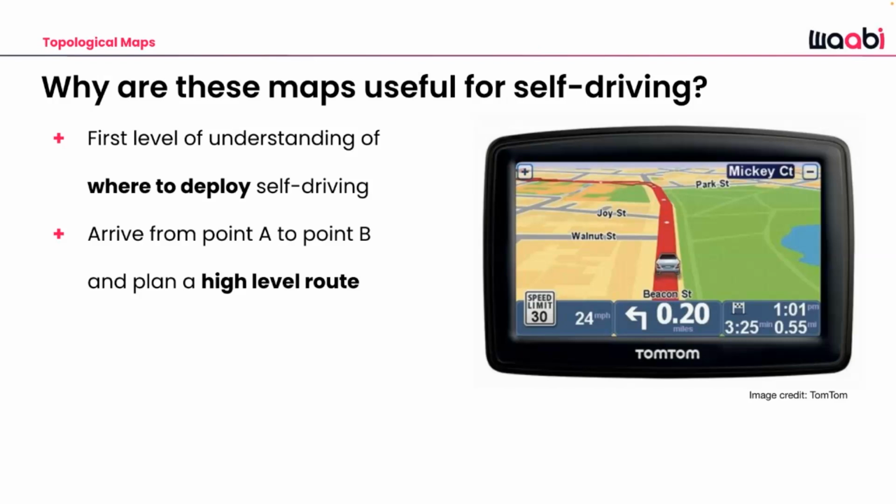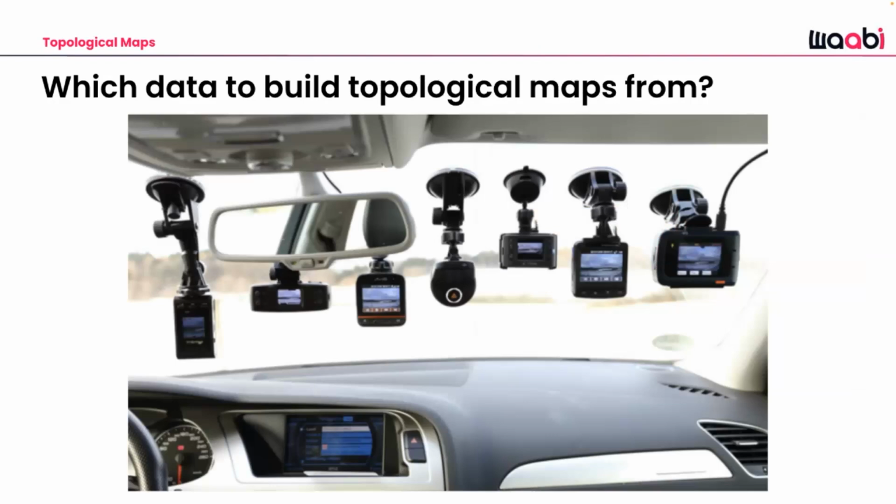And second, they're also used by the self-driving vehicles themselves, basically for high-level route planning. Basically, this thing can tell you how to get from point A to point B, just like a human would use something like Google Maps or Apple Maps or whatever to navigate from point A to point B in an unknown city.